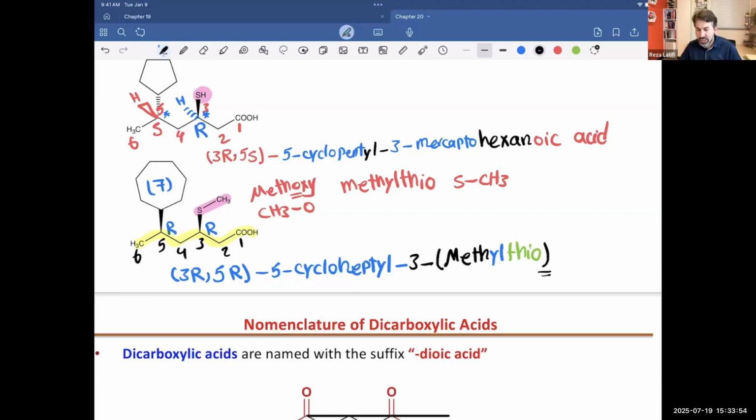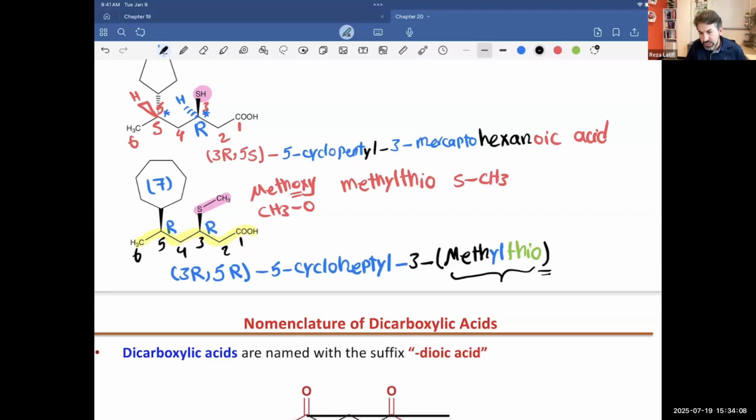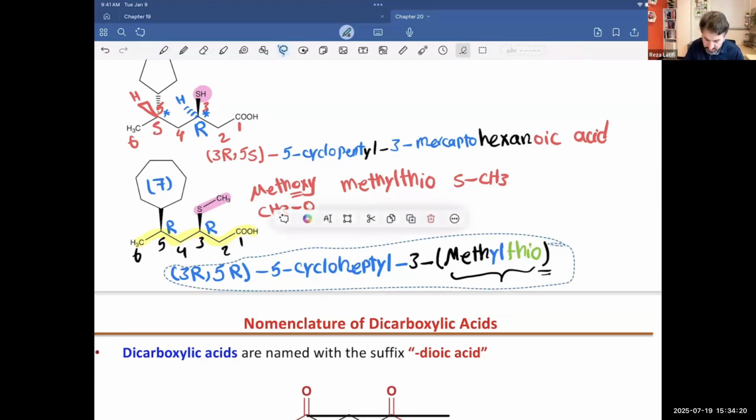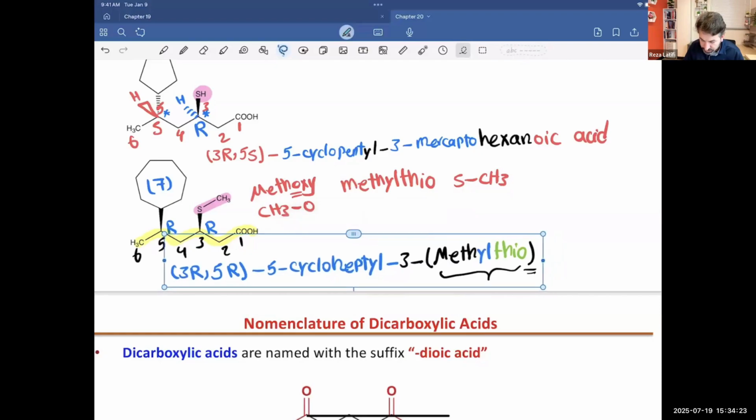Okay, why do I need to add this? Because if you don't do it, that means the methyl is sitting on the hexane molecule, not on sulfur, and that's the reason I put the parenthesis there. I want to say that methyl is sitting on sulfur. Now that I closed it, the entire piece is sitting on where? On the hexane. The entire piece is sitting on hexane.